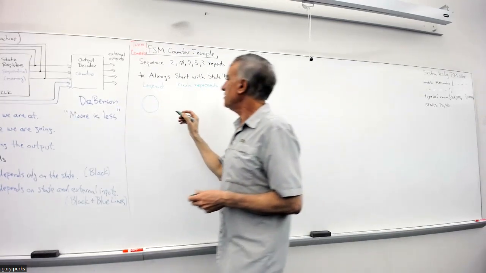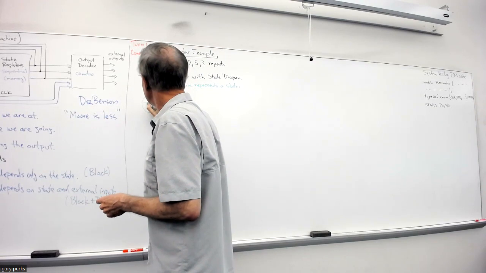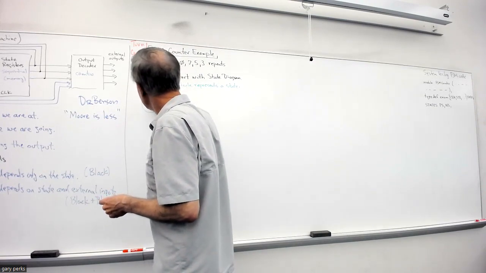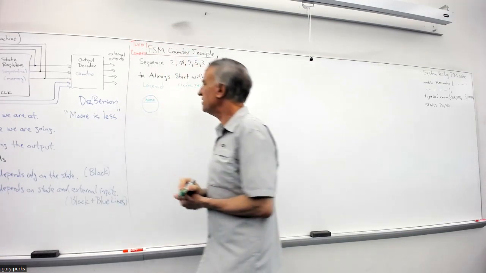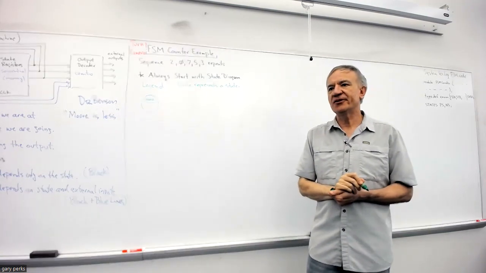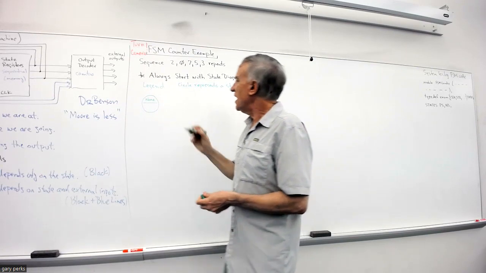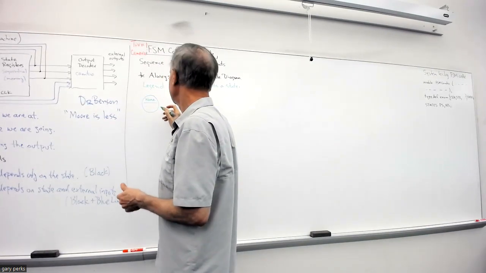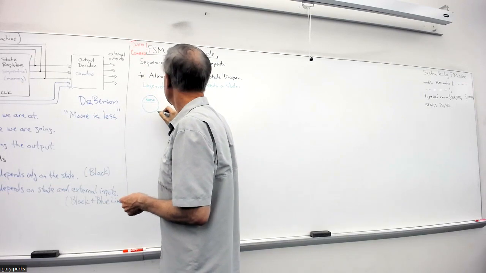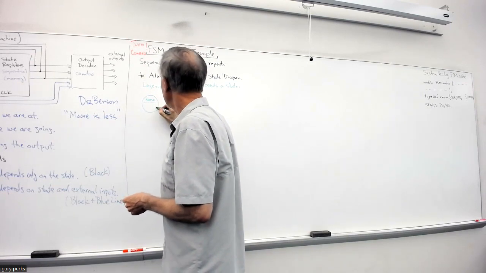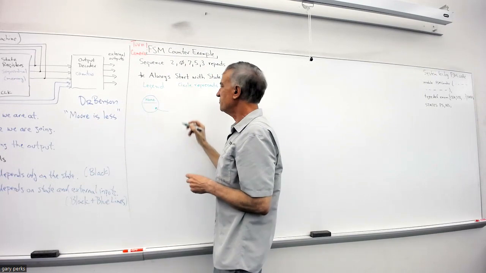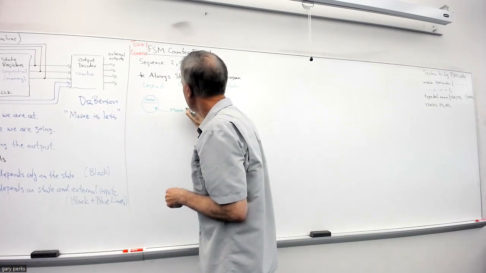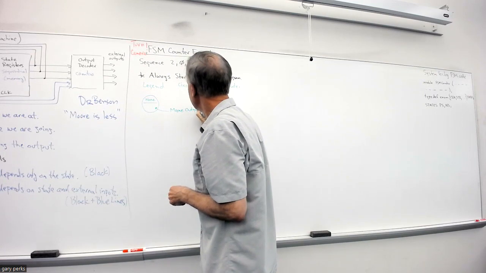Okay, and then usually at the top is the name of the state, and you can call it whatever you want. And then what goes underneath the name is if you have a Moore output.